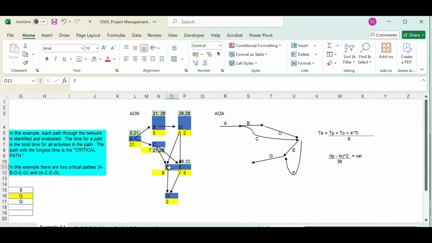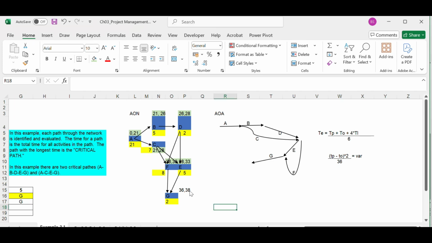And F can also start after C and D, which means F also starts at the 28th minute and it finishes at 36th minute. And I'm indicating both with the green. Now activity G will start at the 36th minute because G should wait for both F and E to get completed. So it will start at the 36th minute and it will finish after 2 minutes, which means it will finish at the 38th minute.